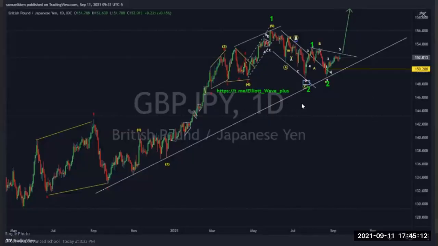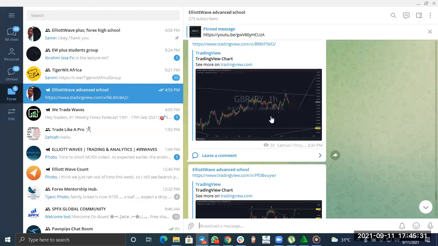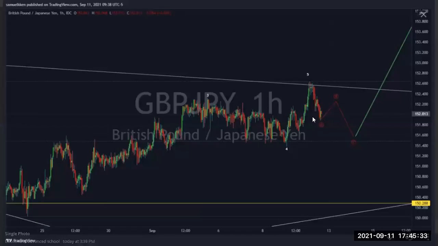Okay, pound JPY. The daily chart is going up, but since we have a swing here, we need to wait for the lower time correction to finish before we continue the buying. So let's see 4 hours first to know what we have there. Okay, 1 hour is what I posted.